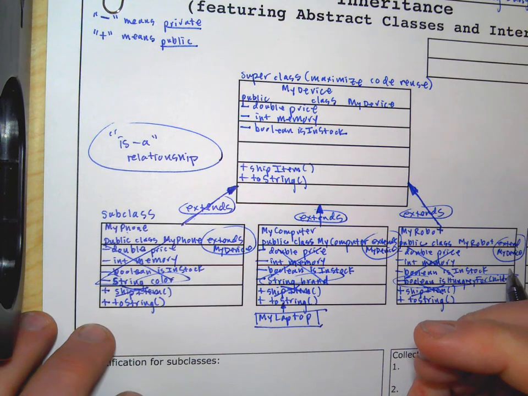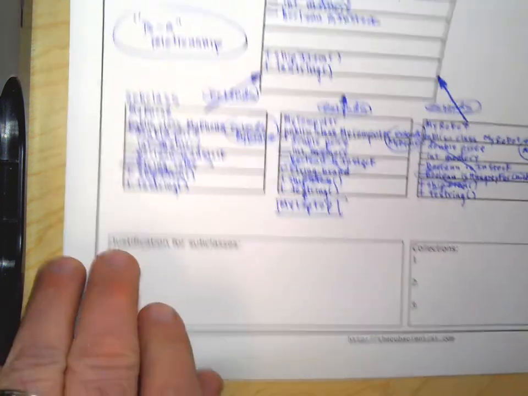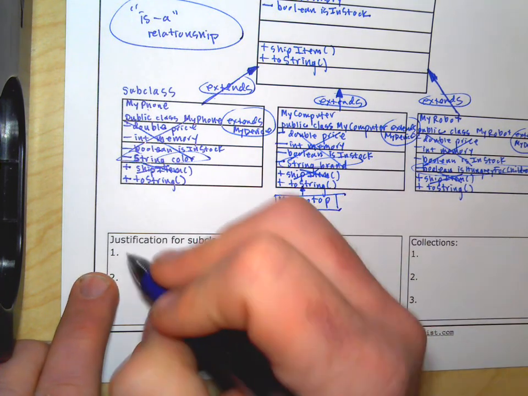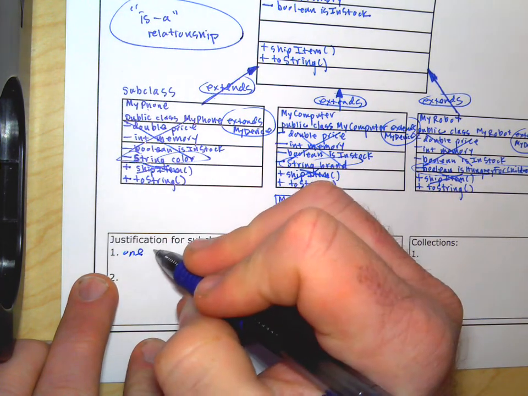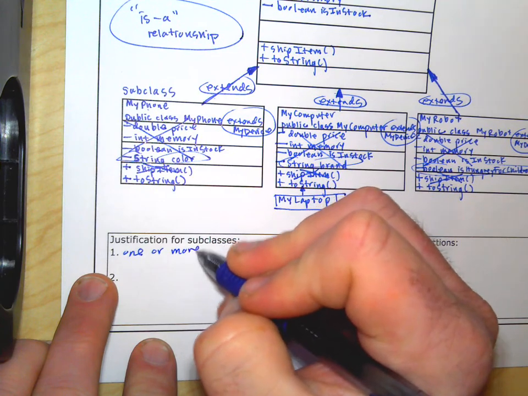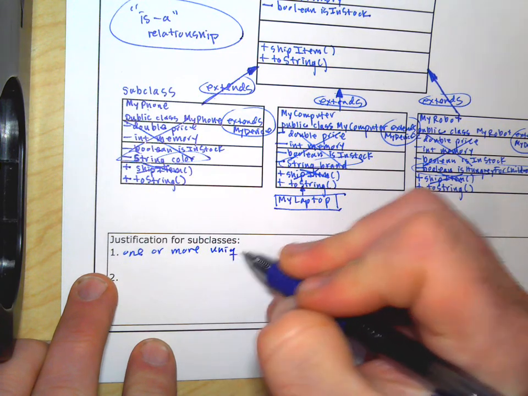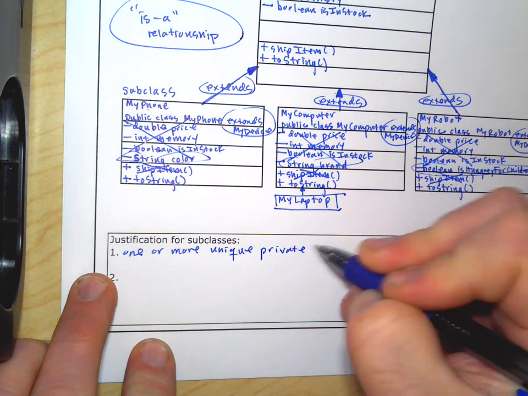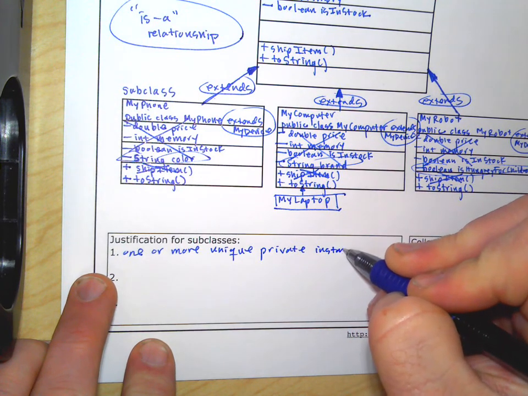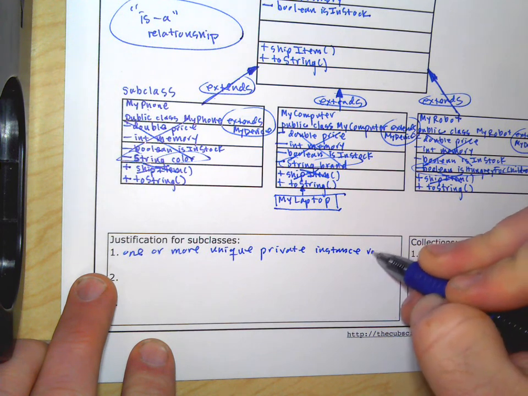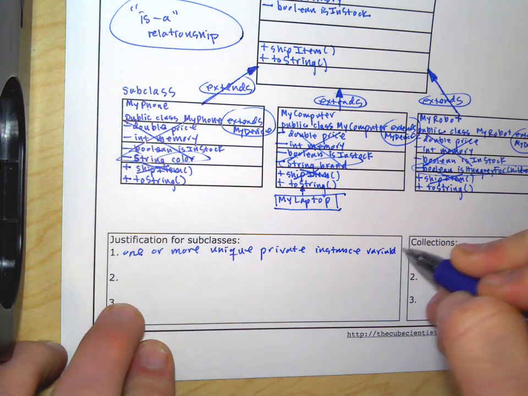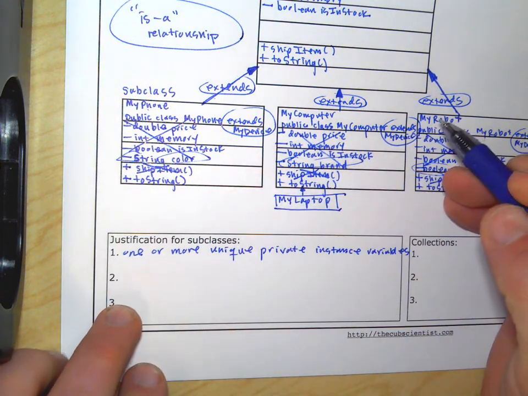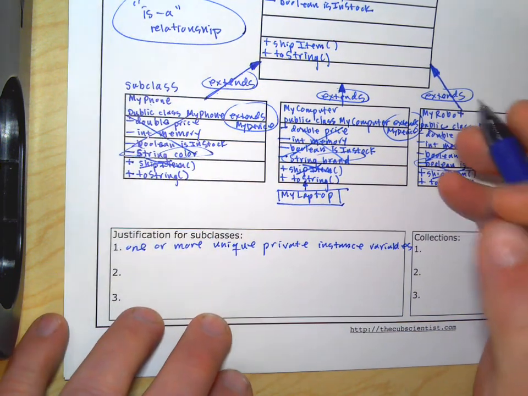Now, what we're going to do, I'm going to actually write some examples down here. Justification for having subclasses is one or more unique private instance variables. Okay, so if the my phone and the my computer class have all the same private instance variables, then why would we break them apart?